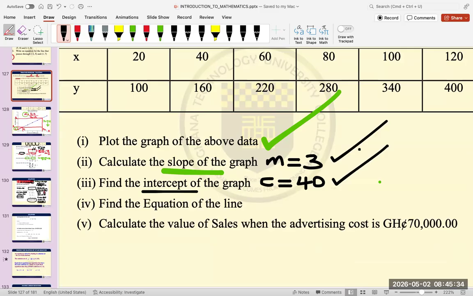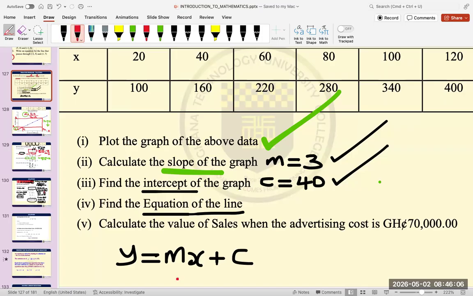So this is done. We are at question number 4. Find the equation of the line. The equation of the line, I told you, is written as y equals mx plus c. Let's see whether we have everything to finish this equation. We have found m. We have found c.